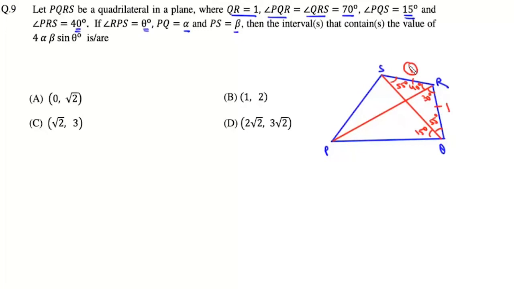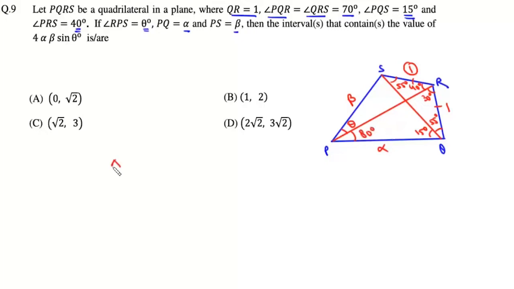Now angle RPS is theta. So this angle is theta. Value of PQ is alpha and value of PS is beta. Now this is 70, this is 30. So this angle will be simply 80 degrees.